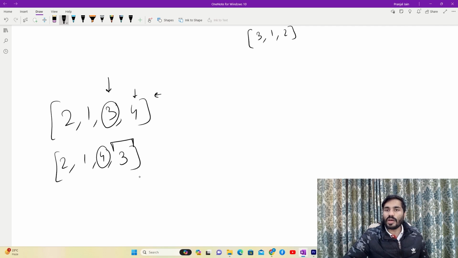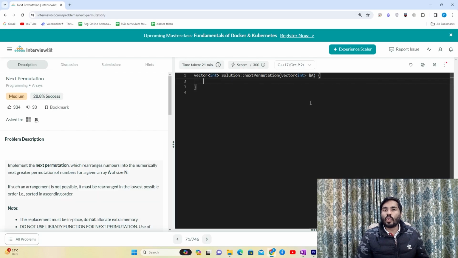So this is how we are going to go about it. Let us look at the code for this particular problem. So let us see how we can code this in. First of all, we'll find the index that we have been talking about. So let me take an index 1 equal to a dot size minus 2. This is where we are going to begin.